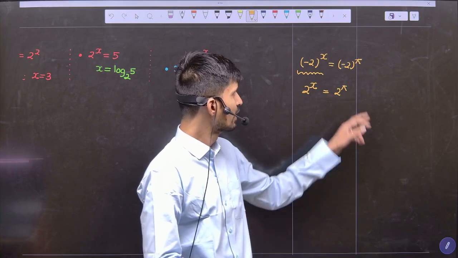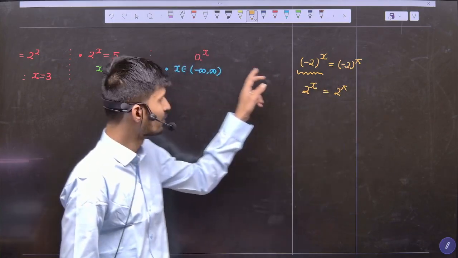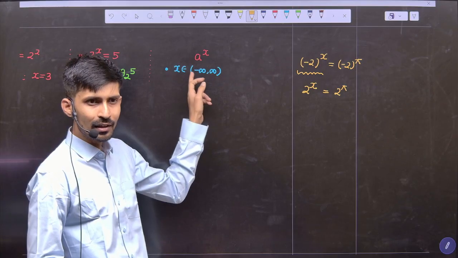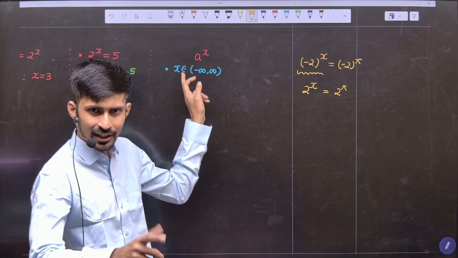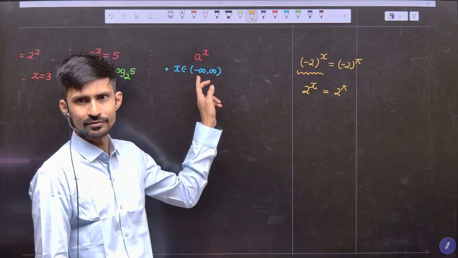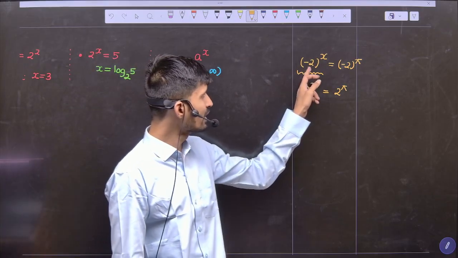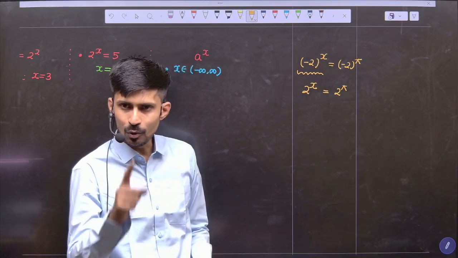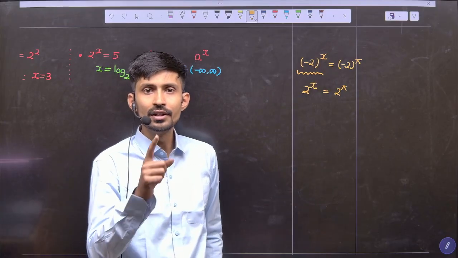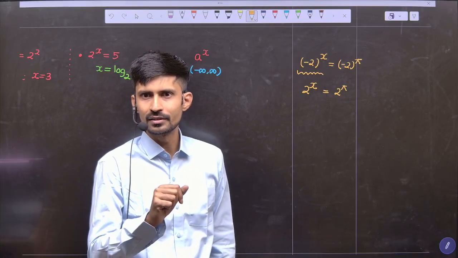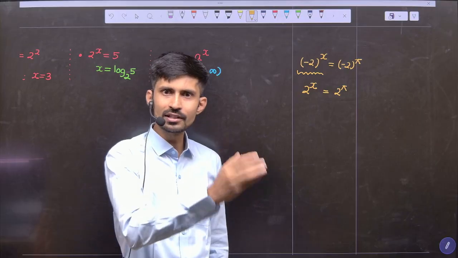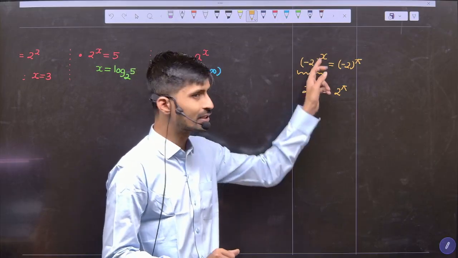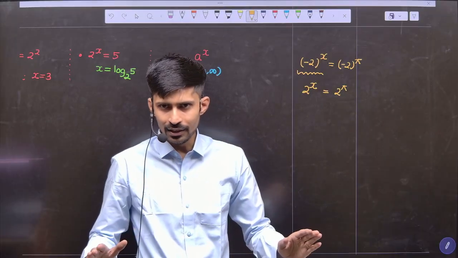That's why when a is a negative number, x will get disturbed. It means in minus 2 raised to x, at the place of x, we cannot put an irrational number. And a lot of rational numbers also we cannot put. If we do, the whole system will become undefined.